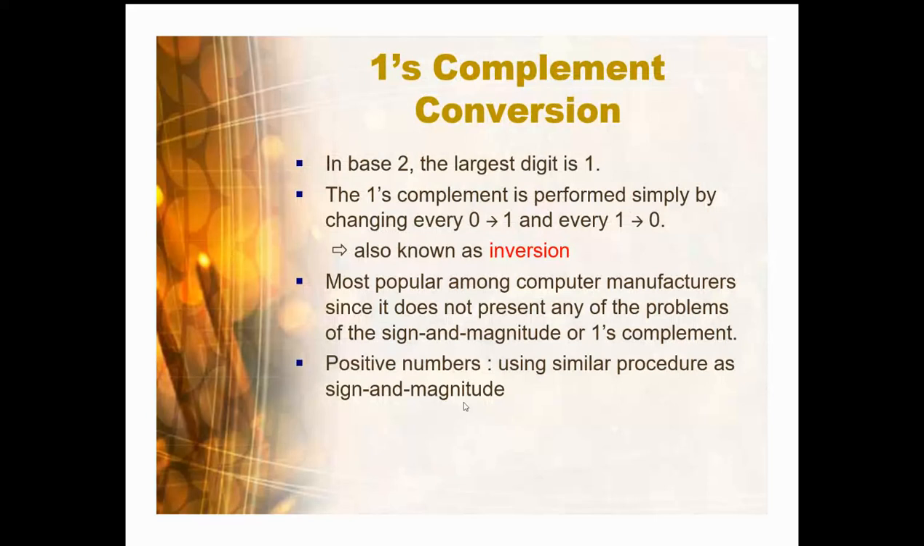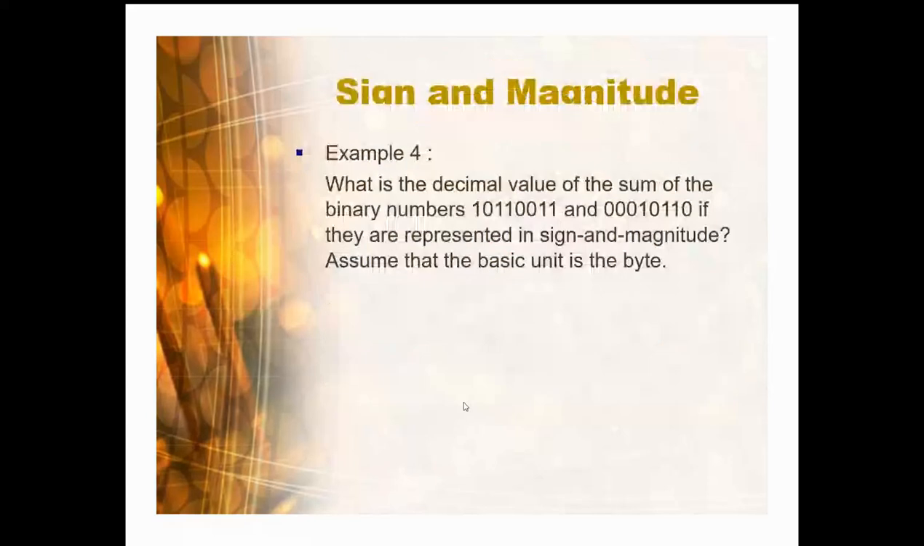Okay, so this is the first complements of the conversions. Okay, itu sign and method. Oh, sorry. Kita ada example. Okay, the decimal values of the sum of the binary numbers. Okay, we have 1 0 1 1 0 0 1 1. Okay, this is the AB 2 4 6 8. Okay, confirm. And then you tambahkan dengan 0 0 0 1 0 1 0 in the binary. Okay. So this is two numbers which is in the sign numbers.